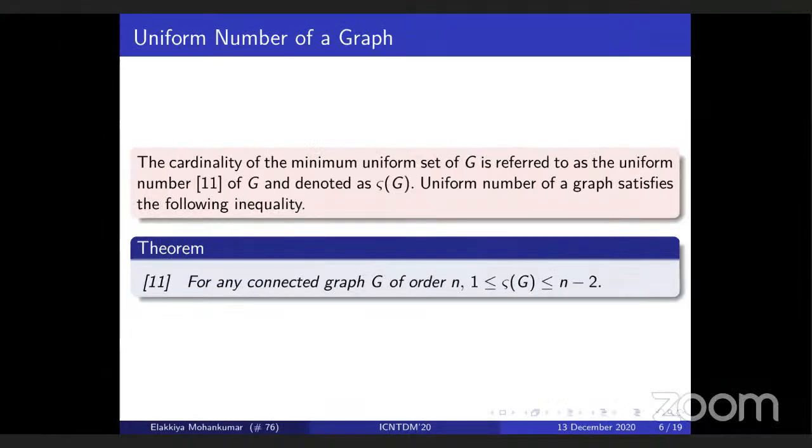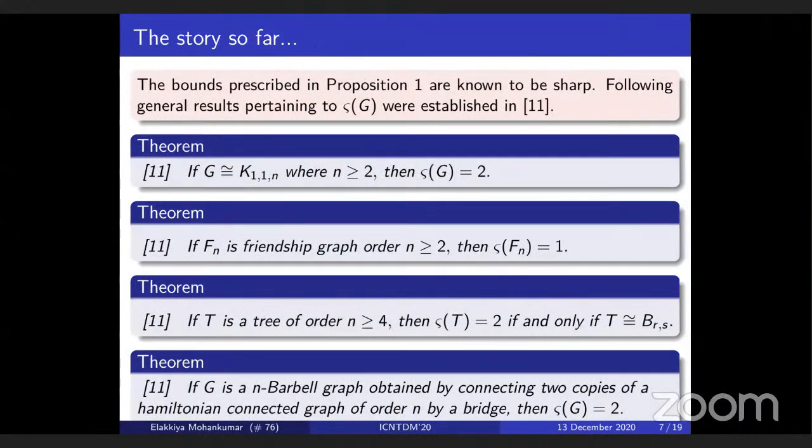And these bounds are sharp; the bounds prescribed in this proposition are known to be sharp, and we are obtaining some general results. If G is isomorphic to a complete tripartite graph, where n is greater than or equal to 2, then its uniform number is given by 2. For the friendship graph, the uniform number is given by 1. And for a tree of order n greater than or equal to 4, its uniform number is given by 2 if and only if T is isomorphic to a bistar.